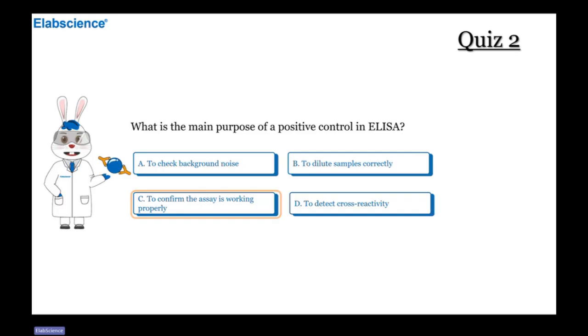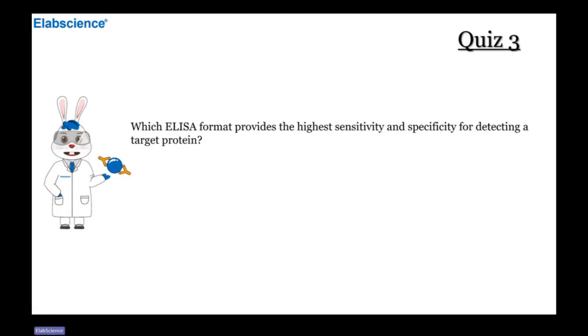The correct answer is to confirm the assay is working properly. And I think option A, to check the background noise, refers to the blank well, right? Yes, exactly. Okay, so let's go to quiz 3.